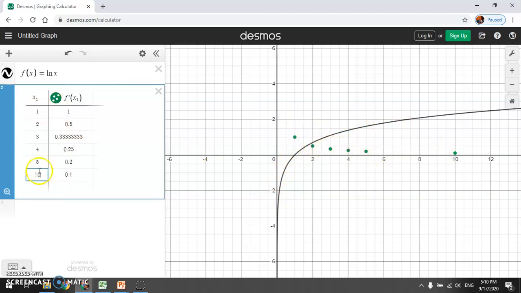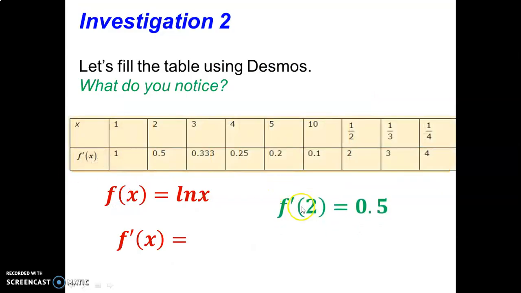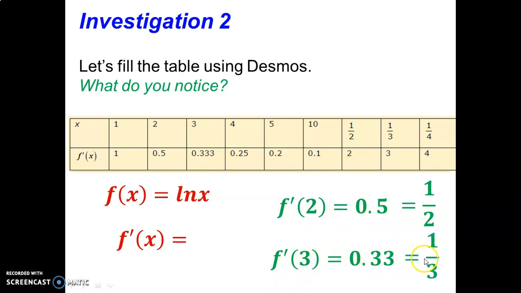Okay, but what do you notice here? There's something very interesting in the values here. When we put a 2 into the derivative, we get 0.5. When you put a 3 in the derivative, we get 0.333, and so on and so on. So let's take a look here. When we put a 2 in there, we got 0.5, right? Which is actually a half, right? When we put a 3 in there, we got 0.33, which is actually 1/3.